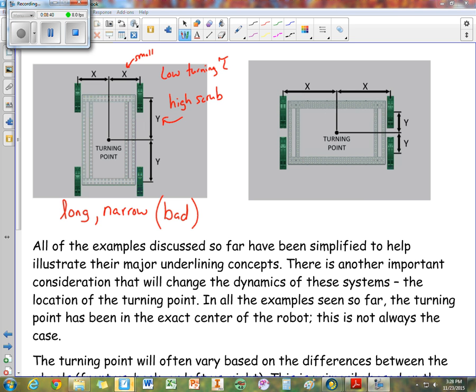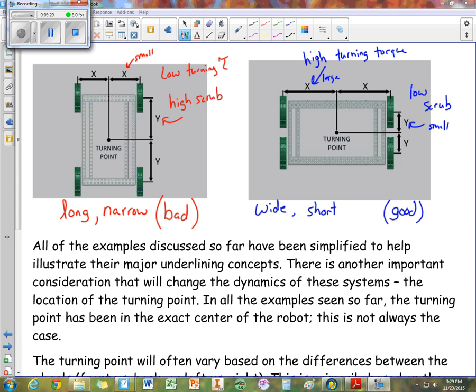Over here, we have a good design. Because for this one, we have a wide, maybe short's not the best word, but I'll go with it, a wide short robot. This one has a high turning torque, and that's because X is large. And it has low scrub, and that's because Y is small.